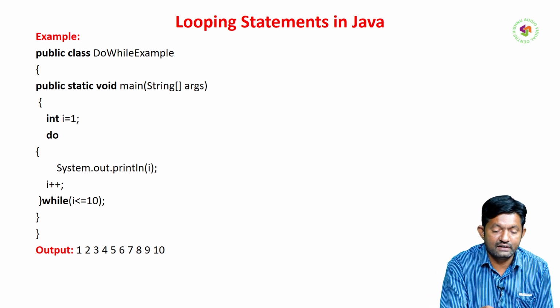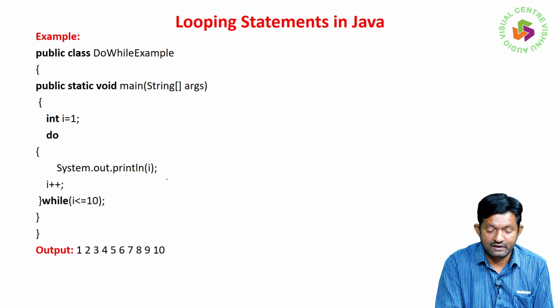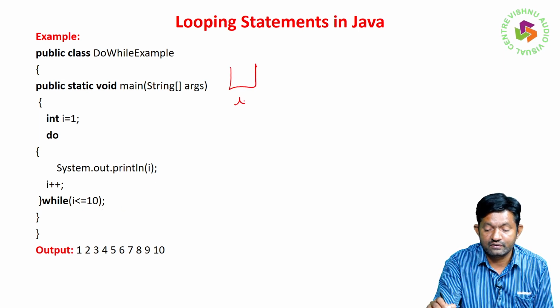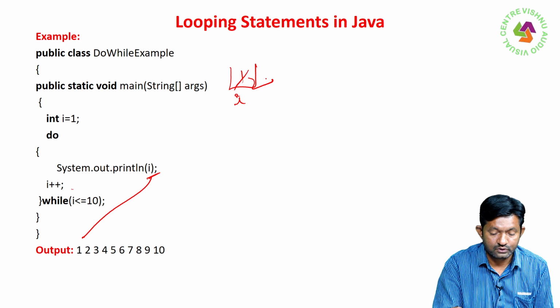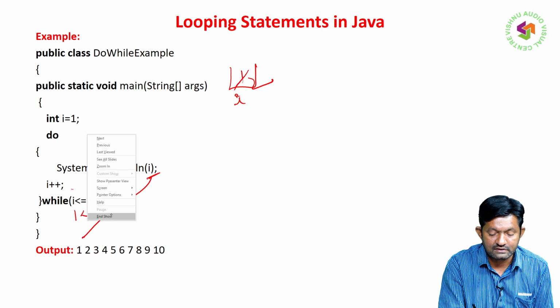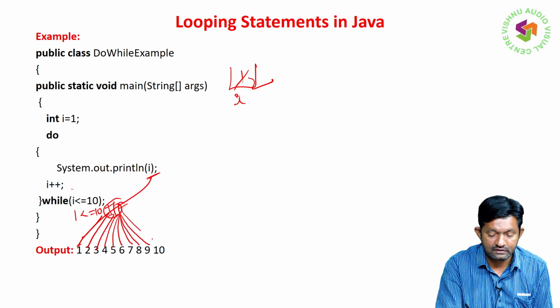It is the same as while, but here: public static void main(String[] args), int i is equal to 1, do System.out.println(i++) while i less than or equal to 10. Here also we use the variable i equal to 1. It prints 1, then i plus plus gives 2, and while i less than or equal to 10, 1 less than or equal to 10, true or false? The condition is true, so it prints 1, 2, 3, 4, 5, 6, 7, 8, 9, 10.